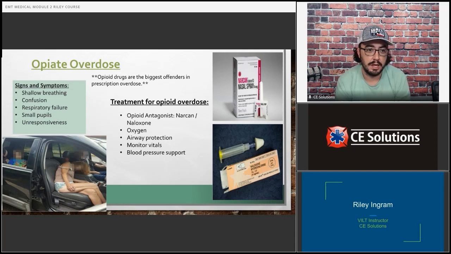How are we going to treat this? Opioid antagonists, Narcan or naloxone. Oxygen, airway protection, monitoring their vitals, and blood pressure support.